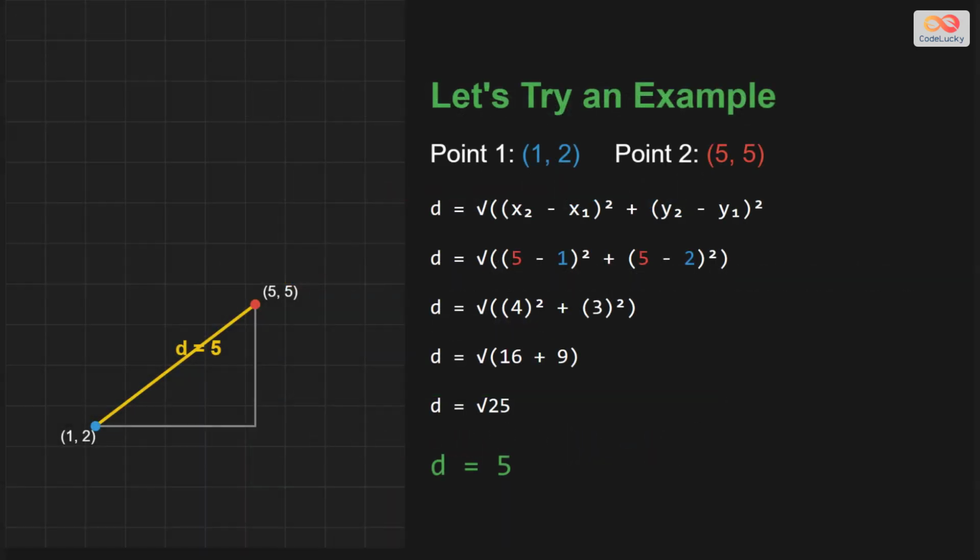Let's see it in action with some numbers. Imagine we have a point at (1, 2), and another at (5, 5). We substitute these values into our formula. 5 minus 1 for the x values, and 5 minus 2 for the y values. This simplifies to 4 squared plus 3 squared, which is 16 plus 9. So d equals the square root of 25, which is 5.